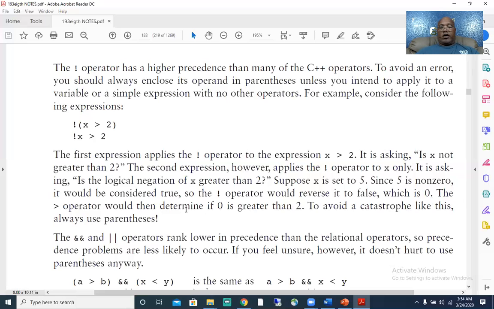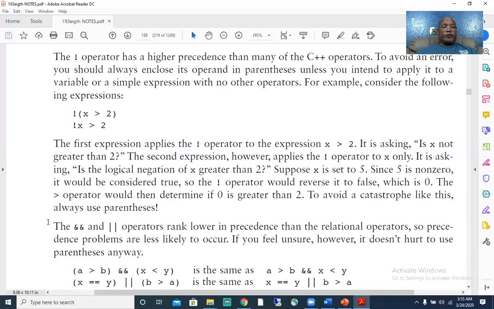To avoid a catastrophe like this, always use parentheses. So, like I said, if you want just this, you could put parentheses around this. And if you want all of this, you put the parentheses around all of this. But remember, if you're using it in if logic, everything in the if logic, like I did, has to be enclosed in the parentheses.